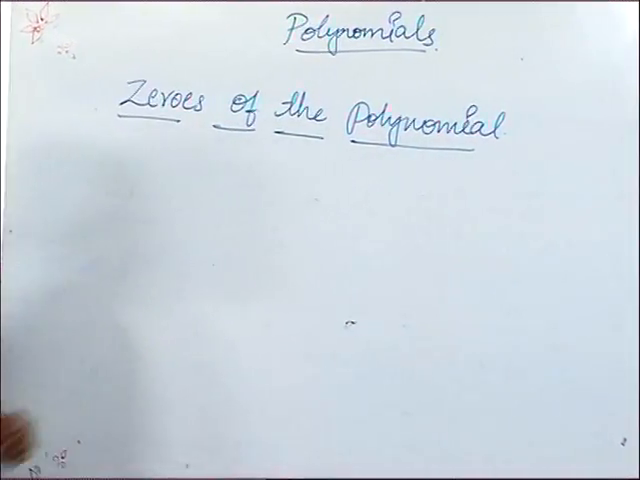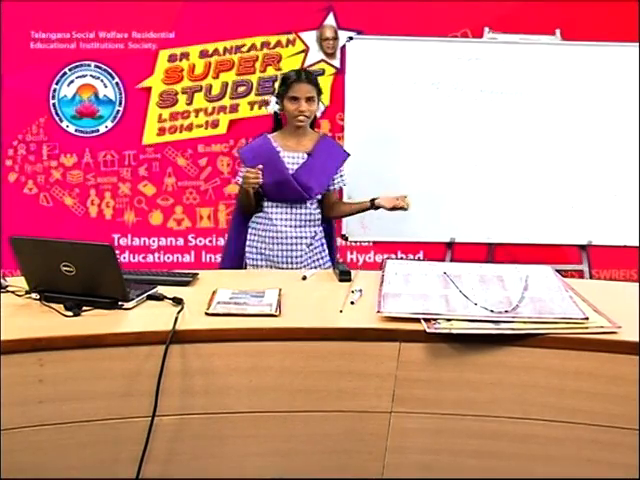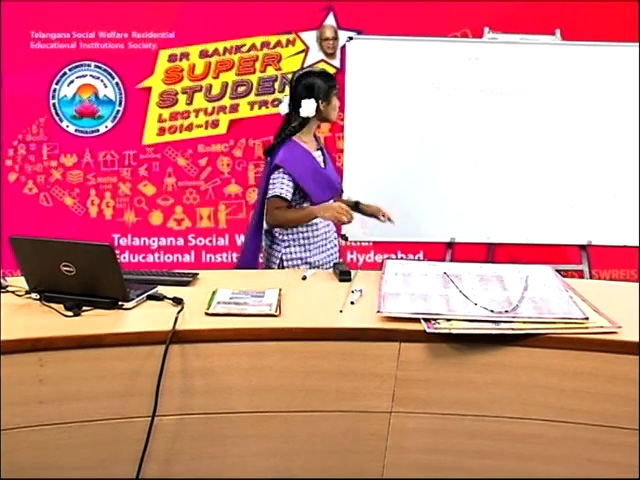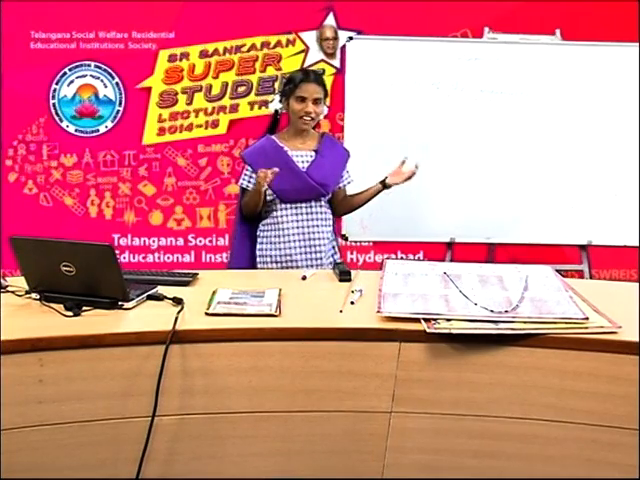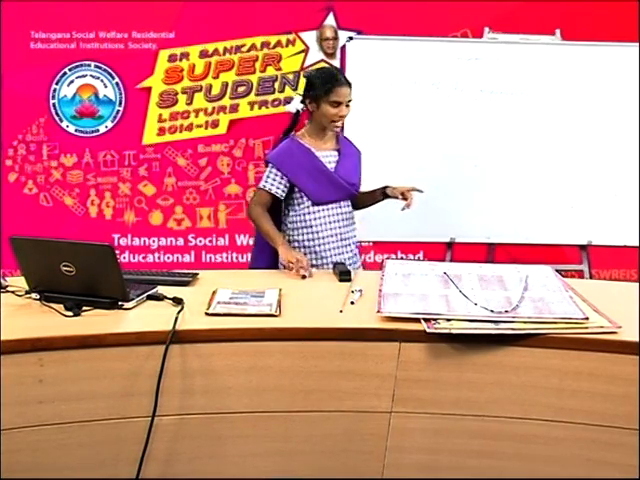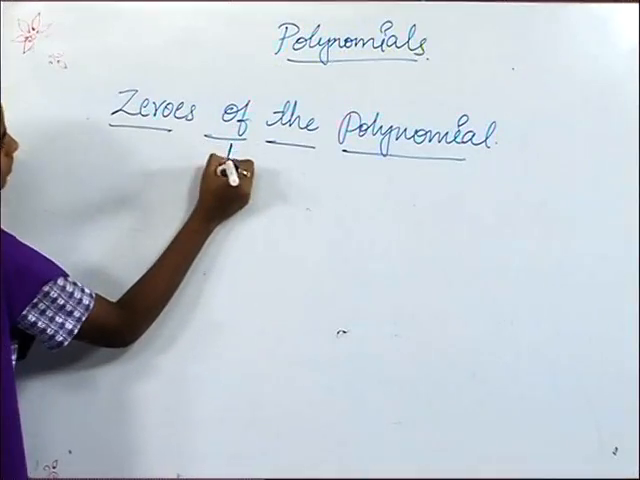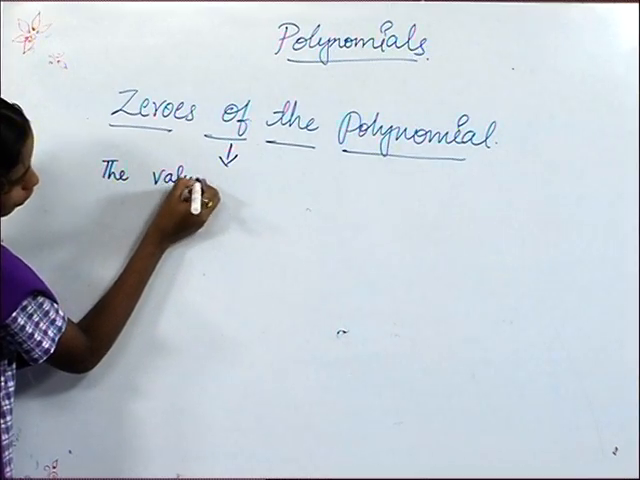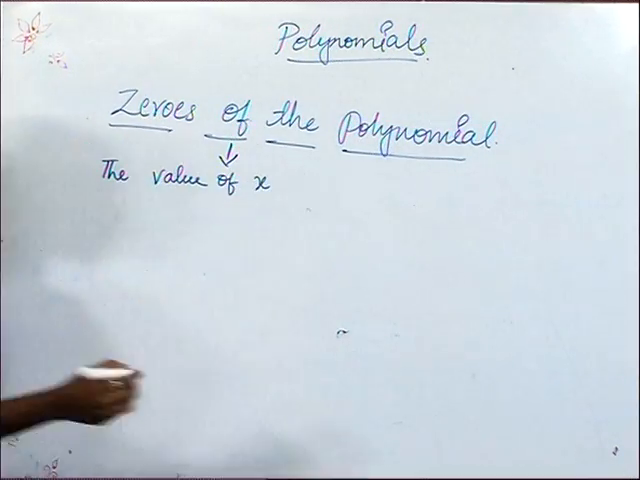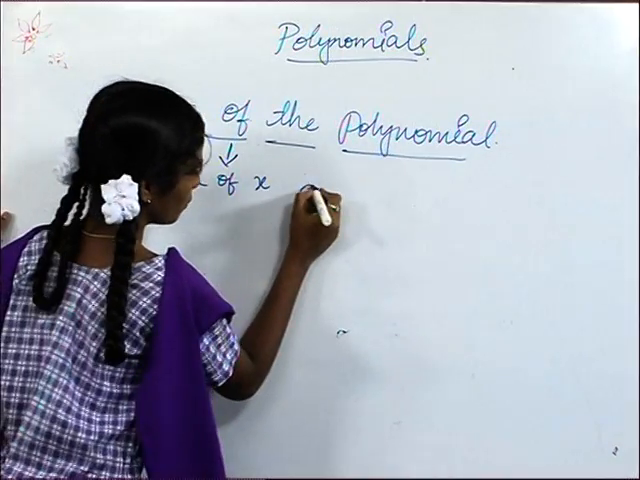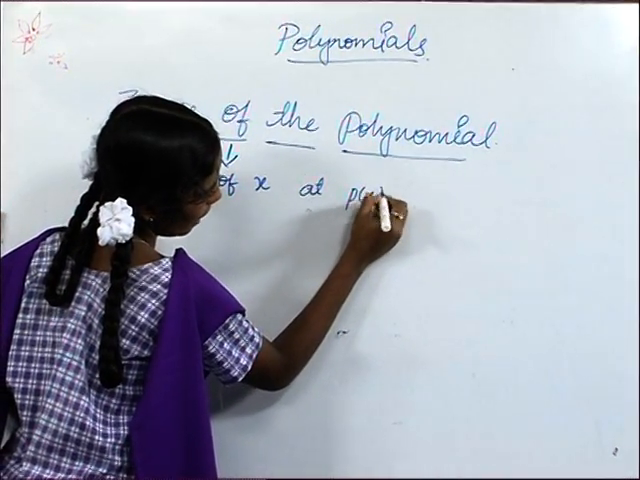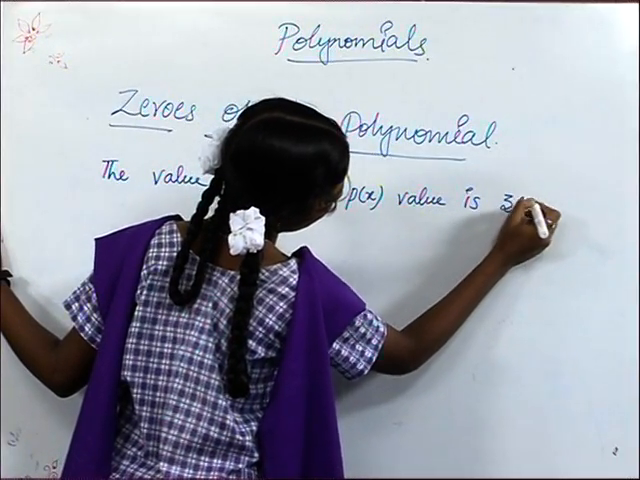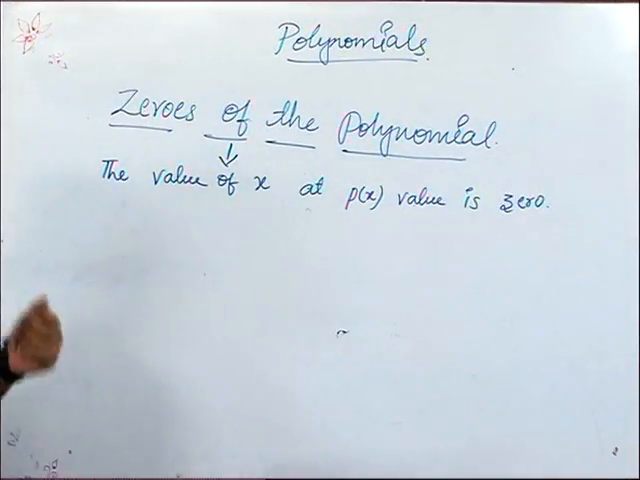Friends, do you know what zeros of the polynomial is? Yes, you are right. Zeros of a polynomial means the value of x at which p of x value is 0. The value of x at which p of x is 0 is called a zero of the polynomial.